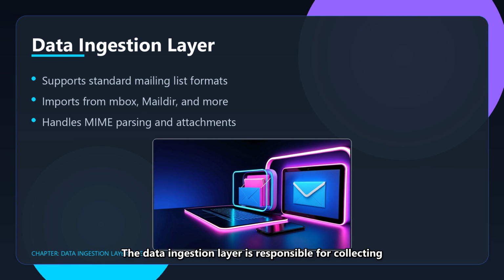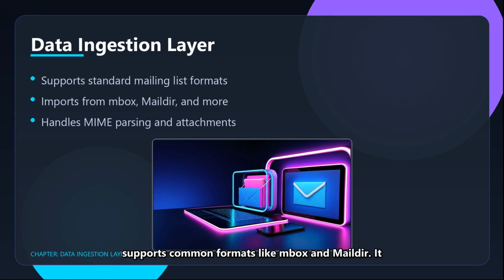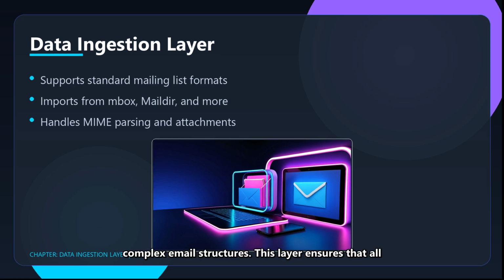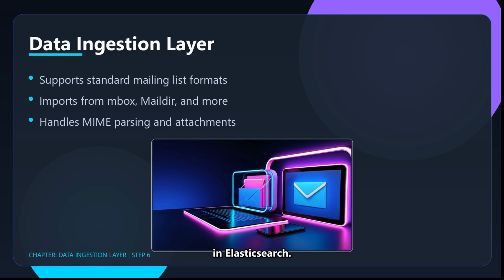The data ingestion layer is responsible for collecting and parsing emails from various sources. Pony Mail supports common formats like Mbox and Maildir. It uses MIME parsing libraries to handle attachments and complex email structures. This layer ensures that all emails are correctly formatted and ready for indexing in Elasticsearch.